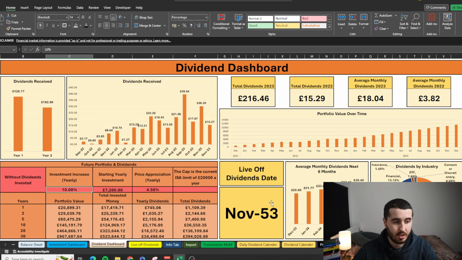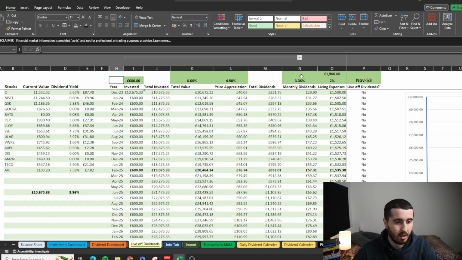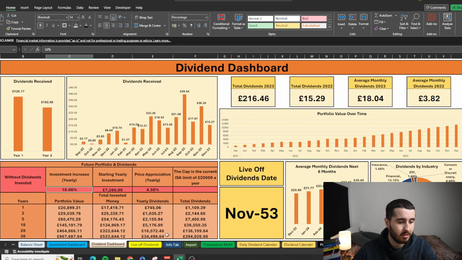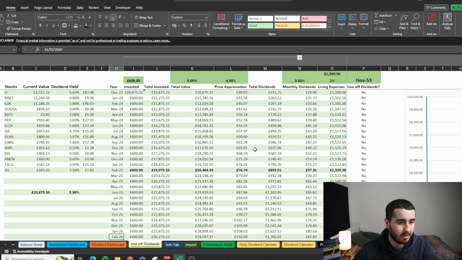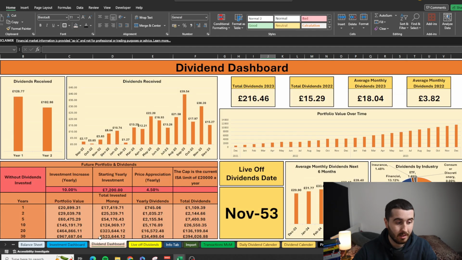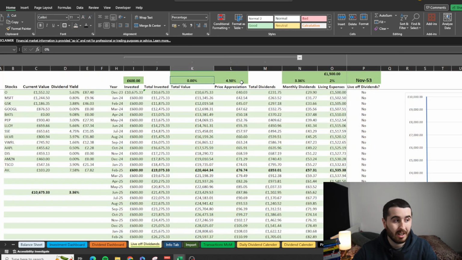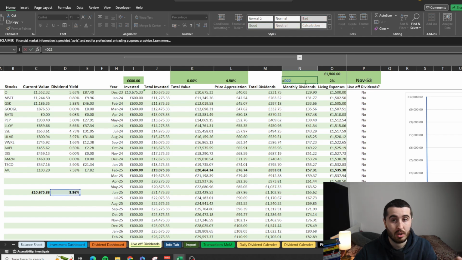Live off dividends is actually just like a base rate. Live off dividends is based on changes that you make in here. So the live off dividends date basically is calculated the same way as this is, but the values are changed in here. And that's simply because I didn't want to clutter the main page with all this. So this is your monthly investment. This is your increase in your monthly investments. This is your price appreciation every year, so what you think your price appreciation will be. And this is your dividend yield.